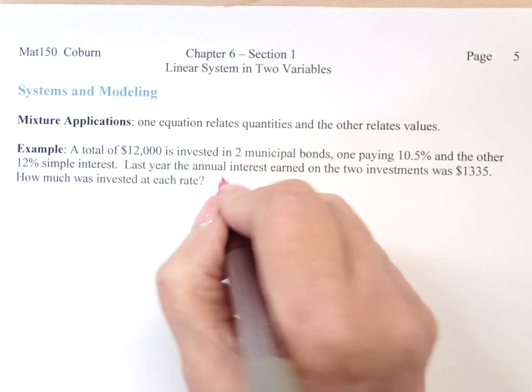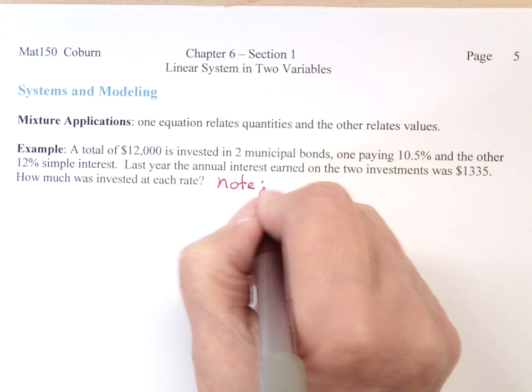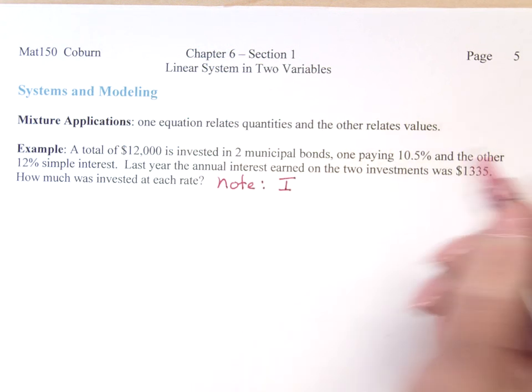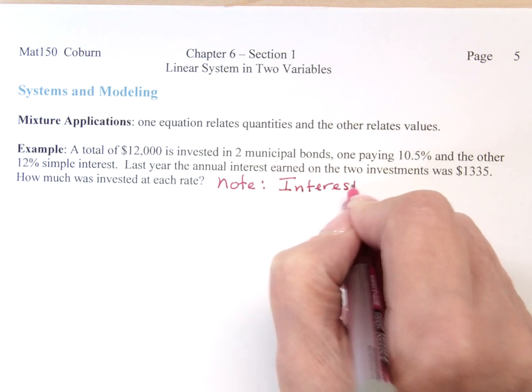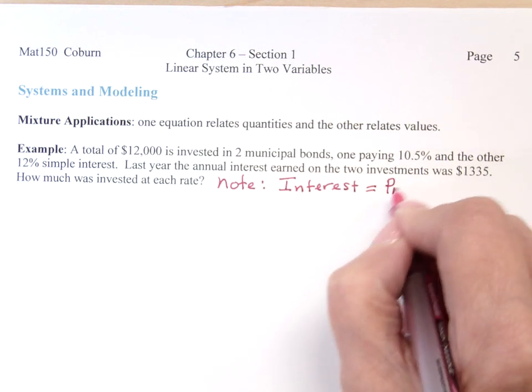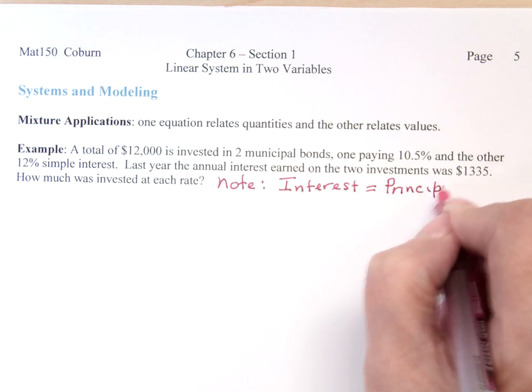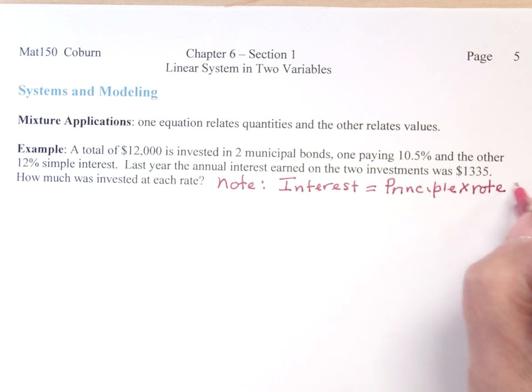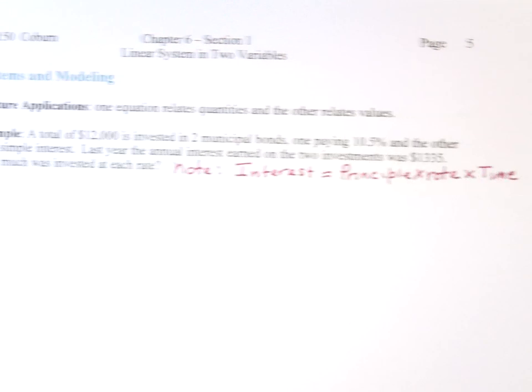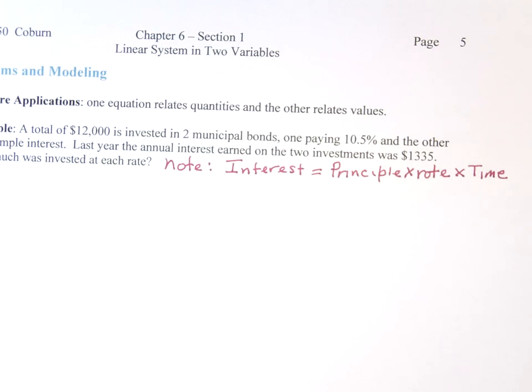We now need to note that when it's simple interest, that interest is equal to principal times rate times time. You need that for the second equation. That's the thing that used to drive me crazy in physics. I could get the first thing, couldn't get the second because I didn't know what I needed in order to do that.